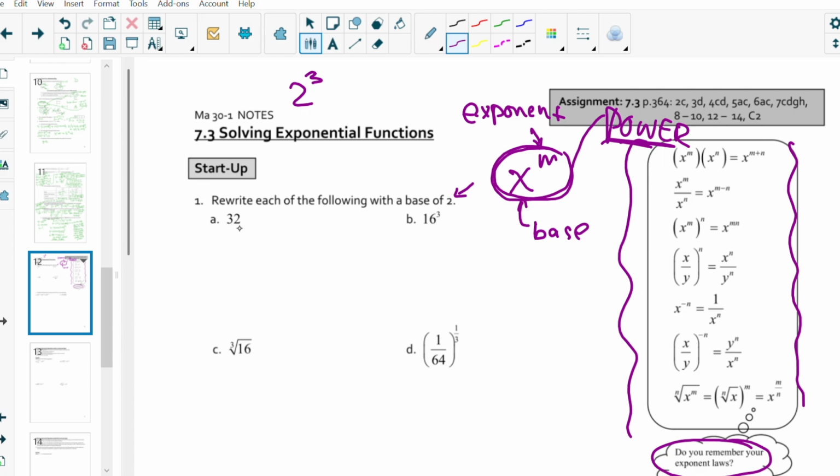So 32, remember, it's 2 times 2 times 2 times 2 times 2. There's 5 of them, so it's 2 exponent 5, or 2 to the 5th. 16 to the 3rd, well, 16 to the 3rd I can rewrite as 2 to the 4th, and that's to the 3rd. Let's use the power rule. 2 to the 4th raised to the 3rd, that's 2 to the 4th times 3, that's 2 to the 12th.